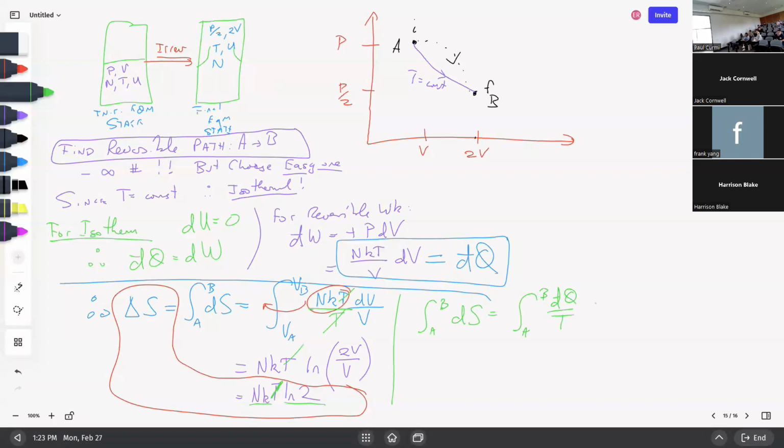And then that gives me this equation, which is equal to the integral from A to B of nk dV over V, over T, okay? So the entropy came from the input heat. Source of delta S here, okay?